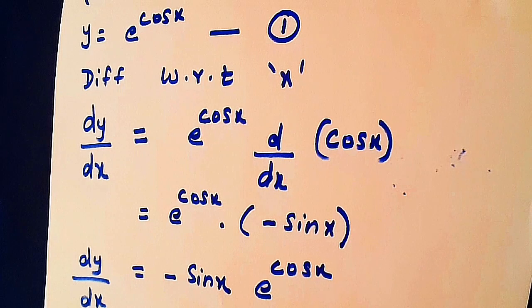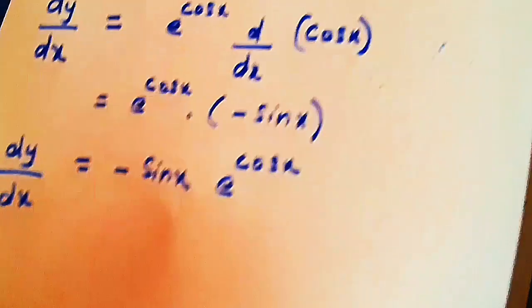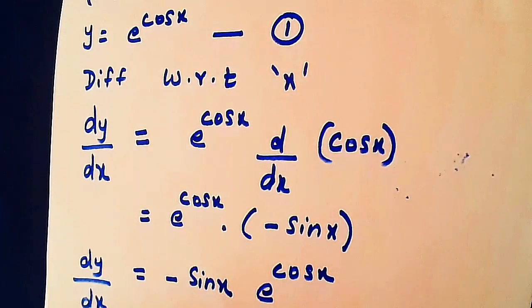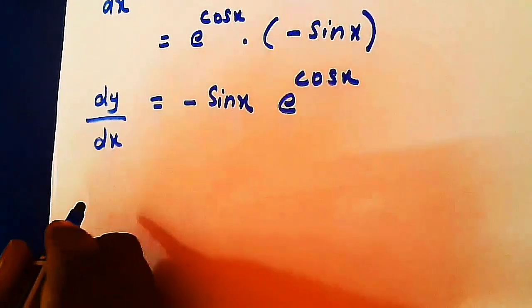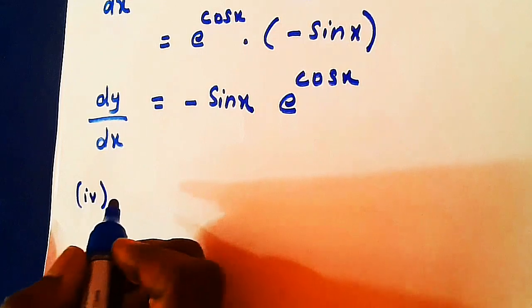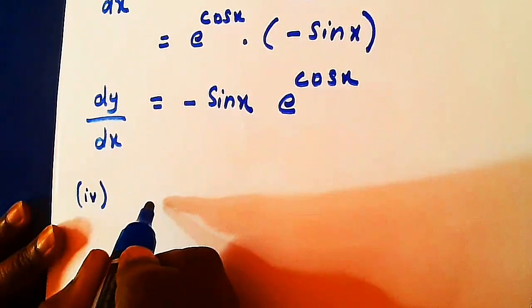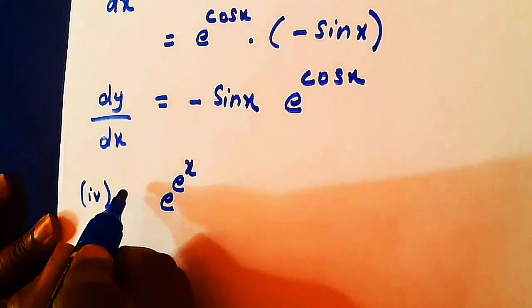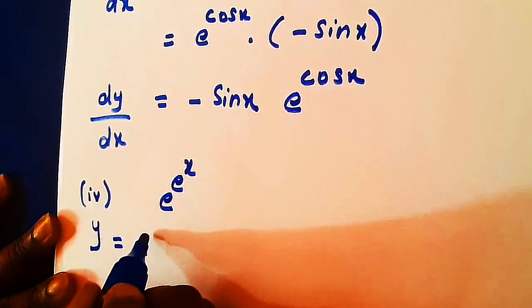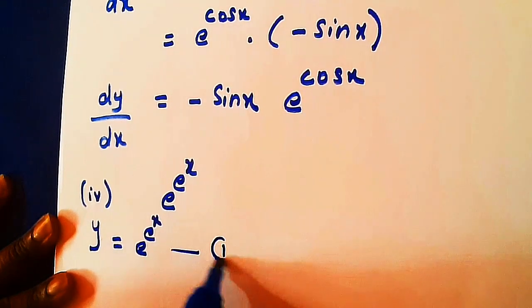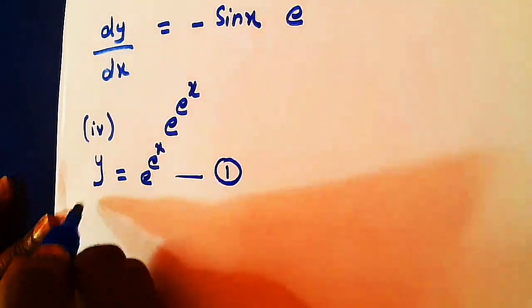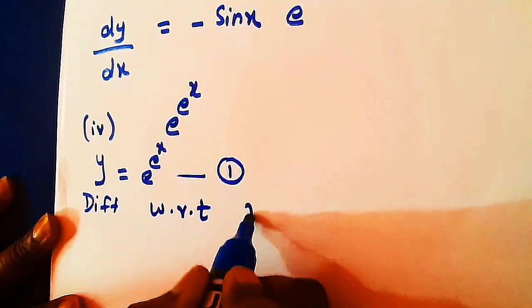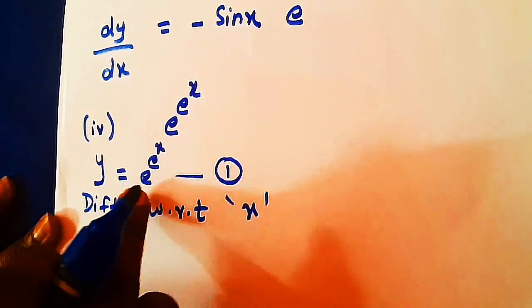Good. Next I'll solve some more problems here. The next important problem in e to the power x is an example problem. You can take it down. If you have a question like this, e to the power e to the power x, first we'll assign y is equal to e to the power e to the power x. Take it as equation 1. Then we'll differentiate with respect to x. We have to identify what form it is. It is of the form e to the power x.